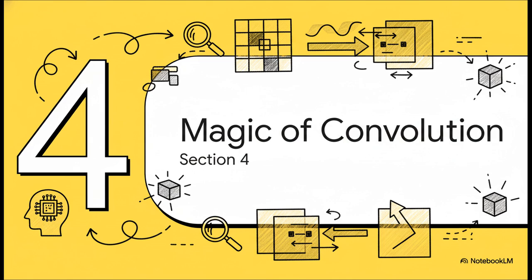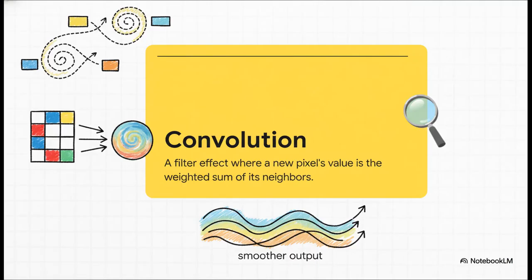Okay, so if just deleting pixels is the absolute wrong way to do it, what's the right way? Well, the answer is this really elegant mathematical idea called convolution. This is the secret sauce. It's the process that lets computers intelligently transform images instead of just breaking them. So here's the key idea. Instead of deleting pixels, convolution creates new ones.